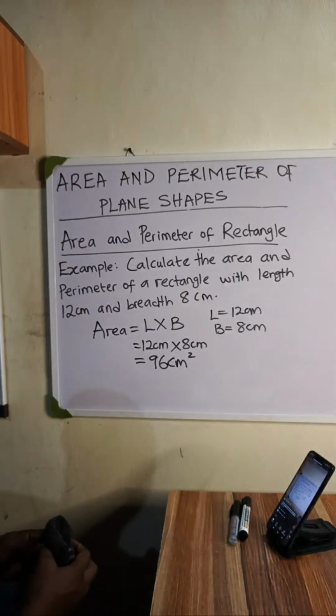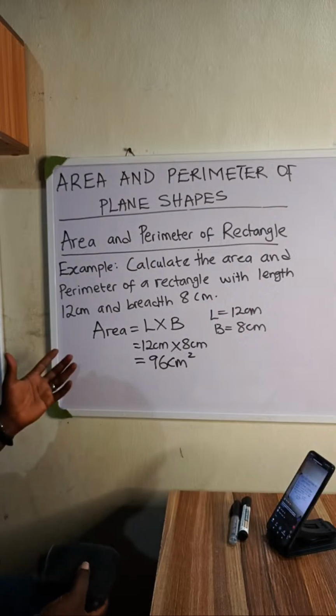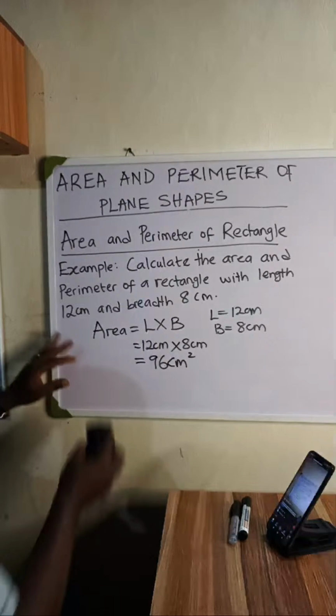Okay, good. So let's calculate perimeter. We've calculated the area. We have 96 centimeters squared. Perimeter.